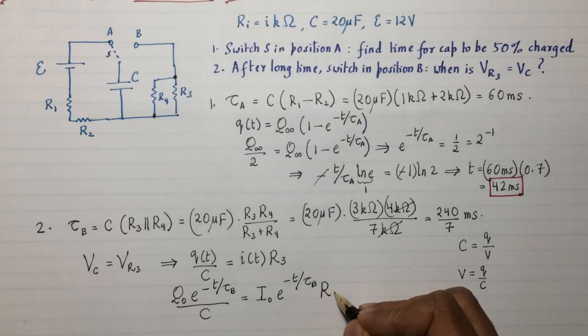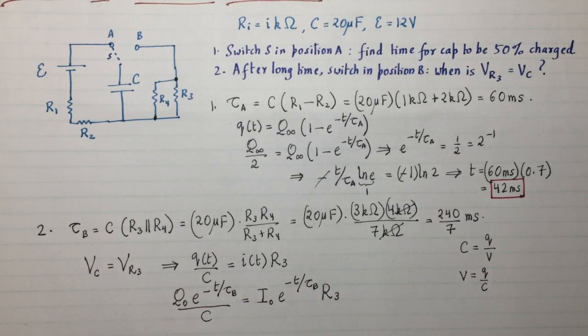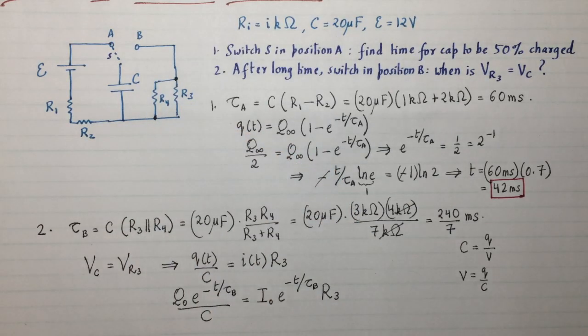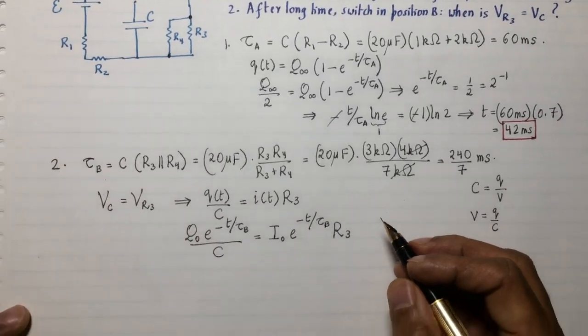Times R3. So, not surprisingly, we have the obvious result that the voltage across the capacitor is always going to be equal to the voltage across the resistors, because that is one of the conditions of being in a circuit like that. So let me just explain that.